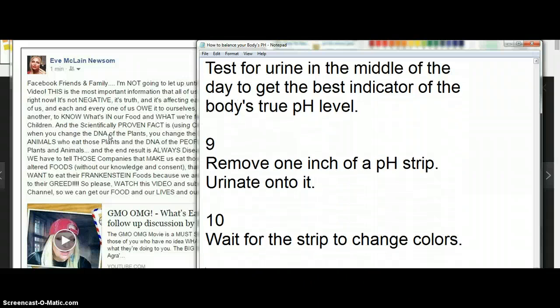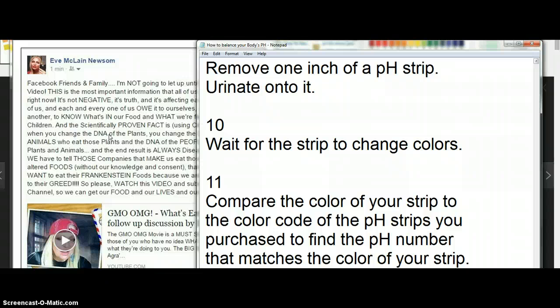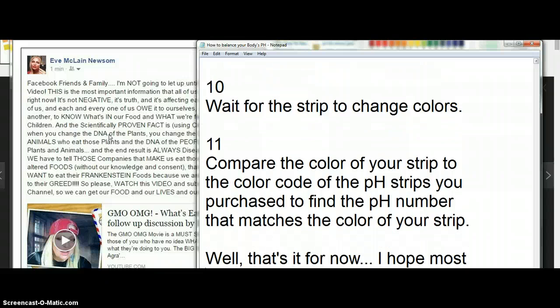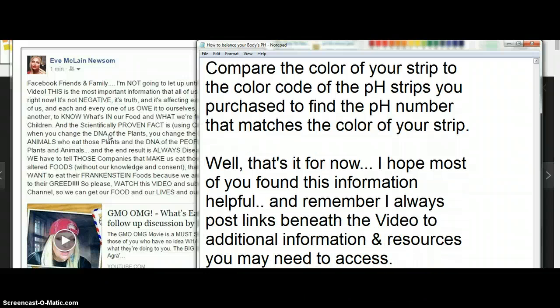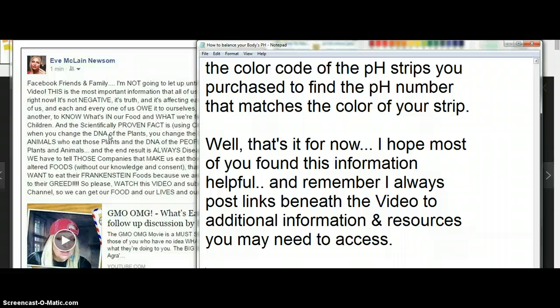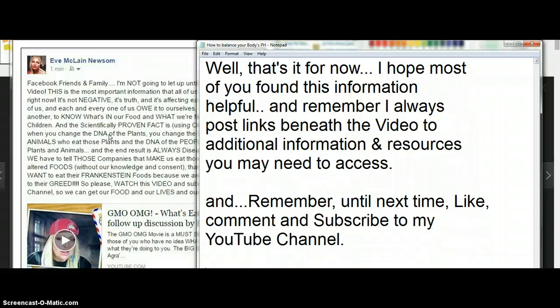Test for urine in the middle of the day to get the best indicator of the body's true pH level. Remove 1 inch of a pH strip and urinate onto it. Wait for the strip to change colors. Compare the color of your strip to the color code of the pH strips you purchased and find the pH number that matches the color of your strip.